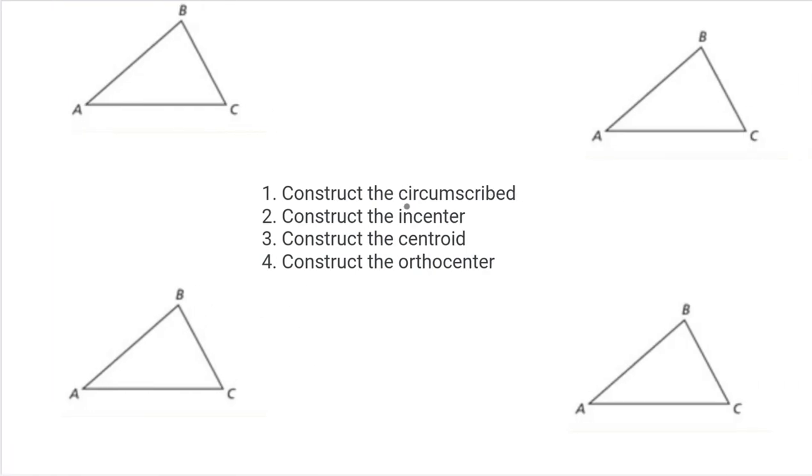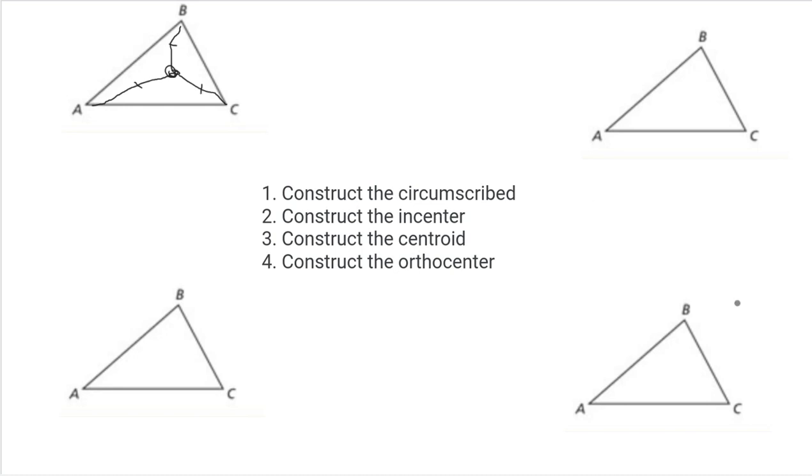We can circumscribe. What circumscribe means is that I'm going to put a dot that's perfectly in the middle of the triangle. And it's in the middle in the way that from A to the dot is the same distance from B to the dot, which is the same distance from C to the dot.